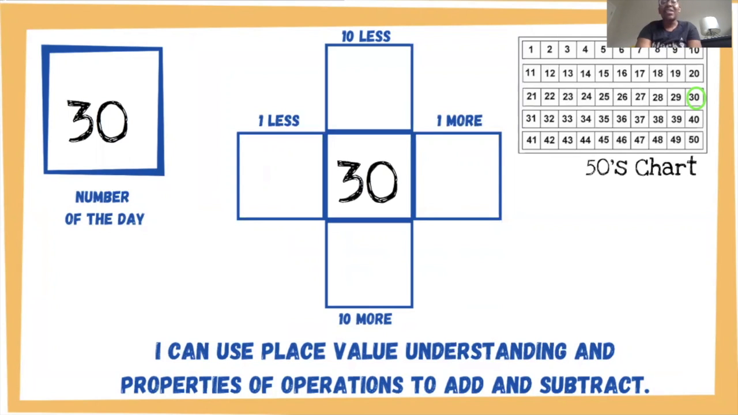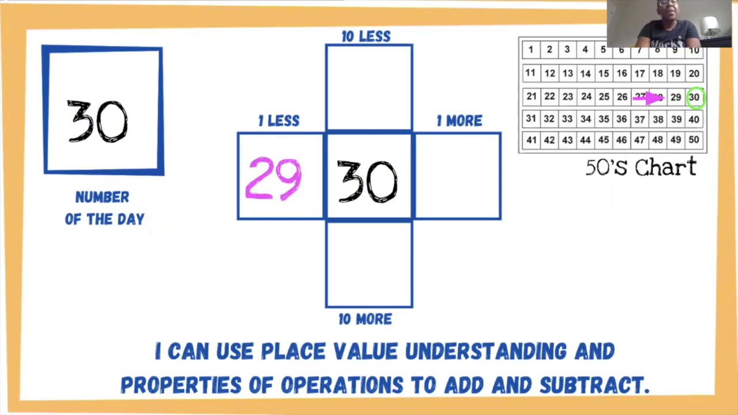All right, so let's use our number 30 to find out what number is 1 less, 1 more, 10 less, and 10 more. In order to find the number that is 1 less, we are looking for the number that appears right in front of it. It is the number that is to the left of our number on our 50s chart. Do you see it? That's right. The number that is 1 less than 30 is 29.